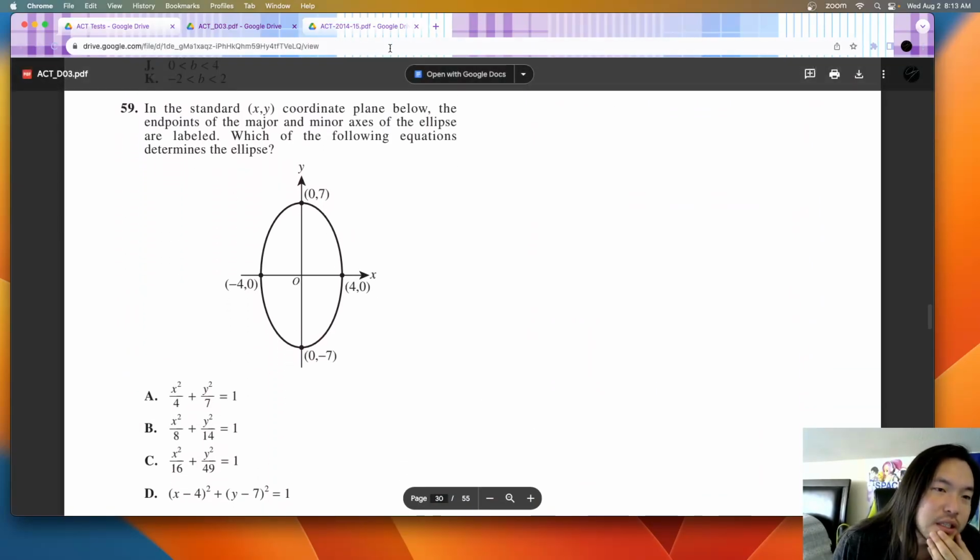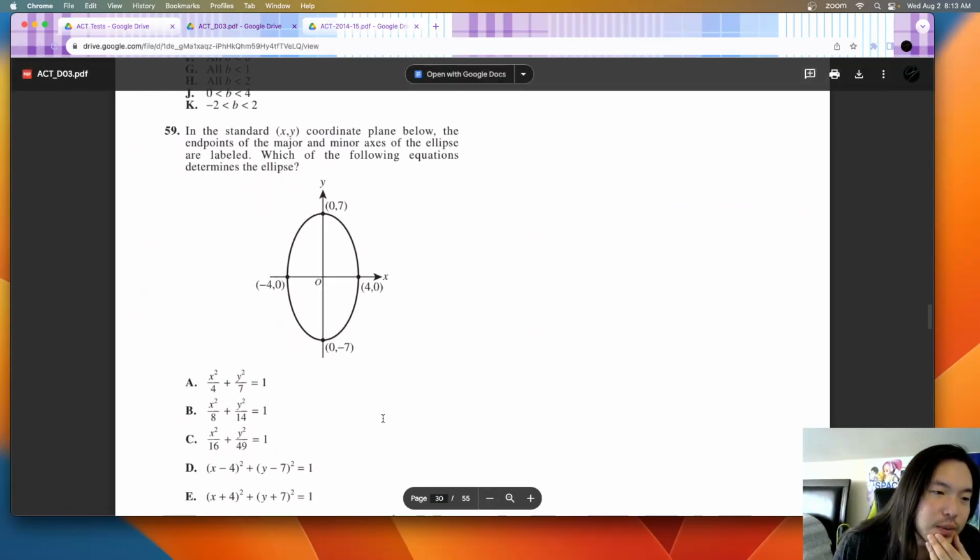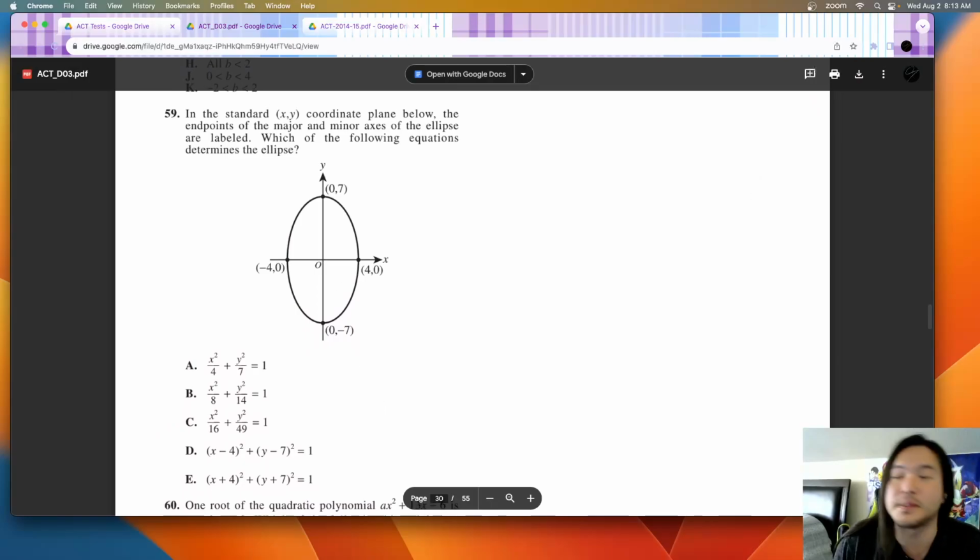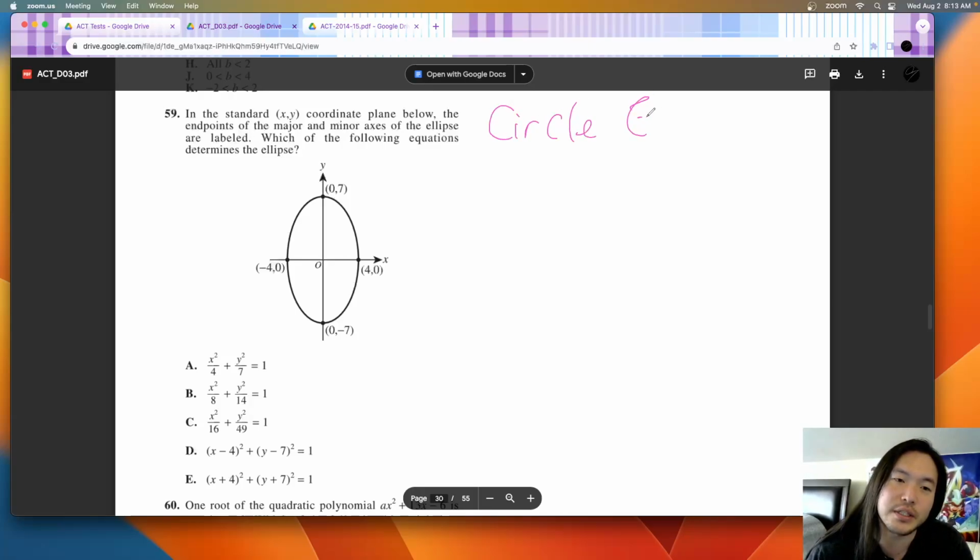But definitely, there are lots of scenarios. Here's another great example. This one is just one that you gotta know. Here we have an ellipse. So let's go over these. Let's start with a circle. You definitely want to know the circle equation. This comes up all the time.